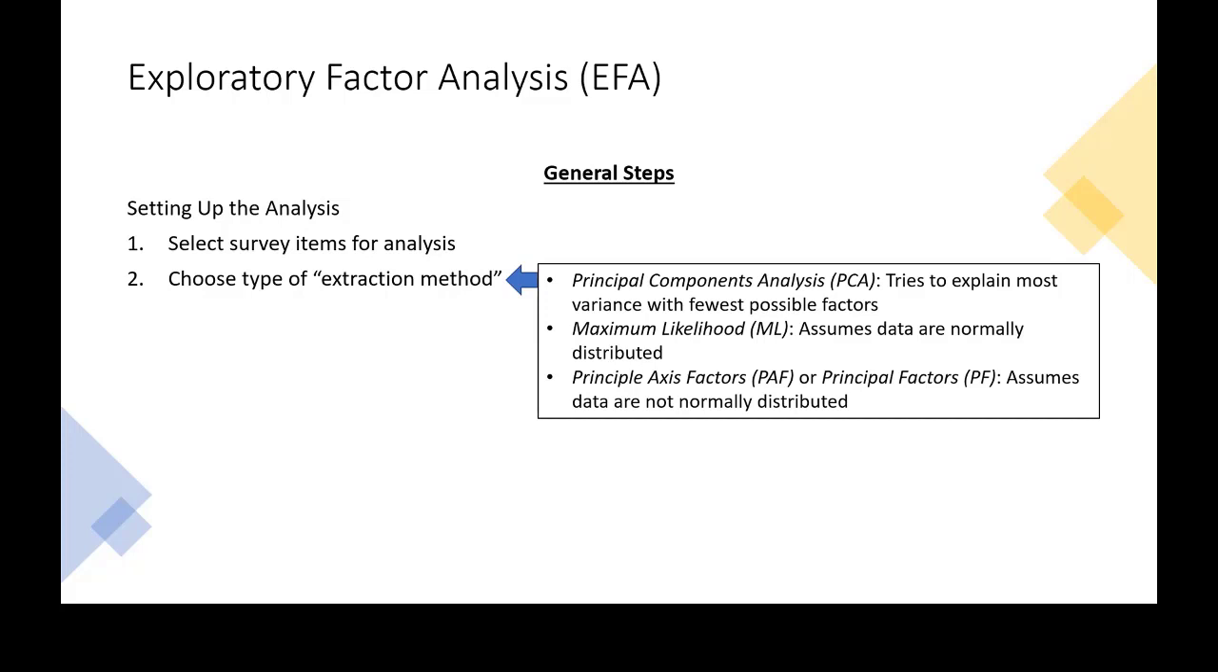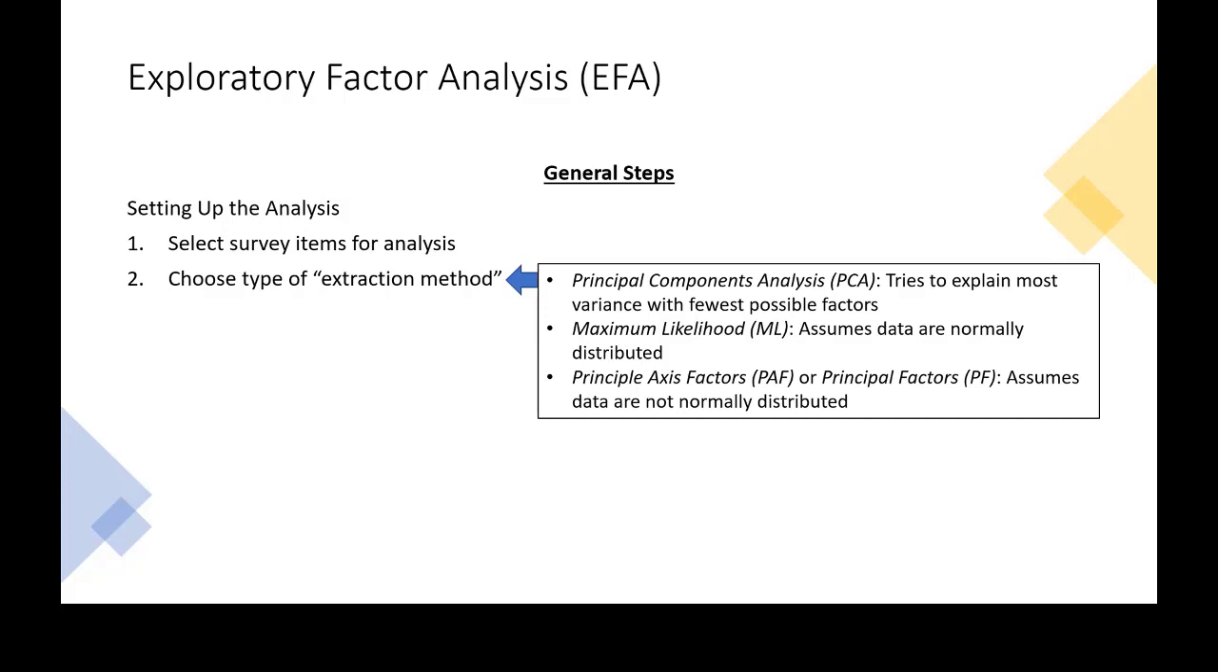So PCA is typically programmed in as the default for most software programs, for Stata, for SPSS. If you run a factor analysis and you don't specify what type of extraction method, the system will usually default to PCA. The goal of PCA is to try to explain as much variance between your items as possible, while also giving you the fewest possible factors.